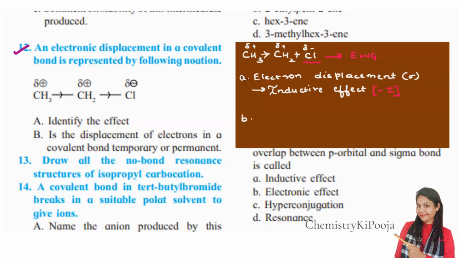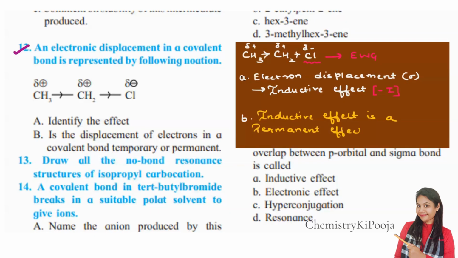Coming to B, is the displacement of electron in a covalent bond temporary or permanent? So we know that everything related to the inductive effect we have already studied. So inductive effect, it is a permanent effect. Very important, it is a permanent effect.